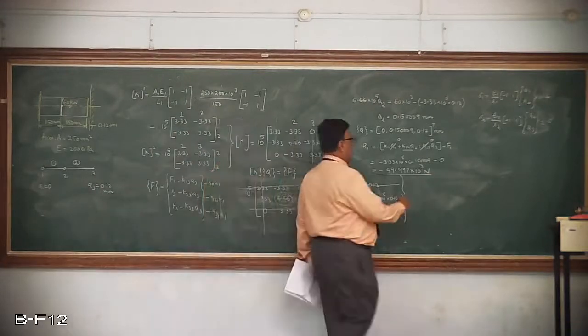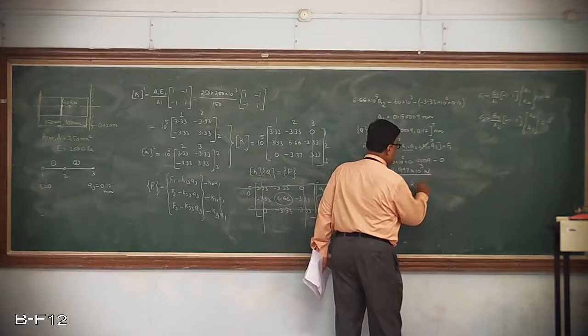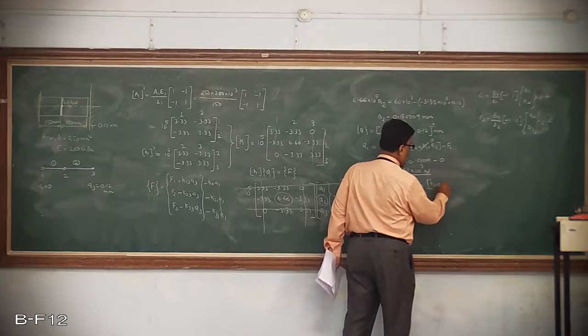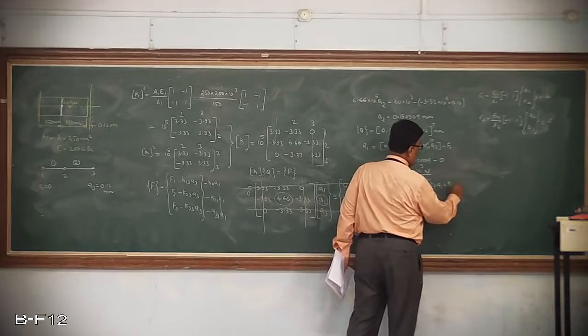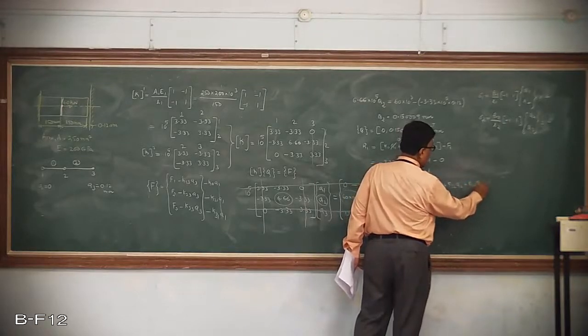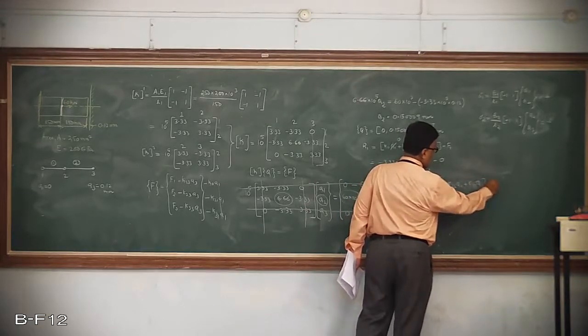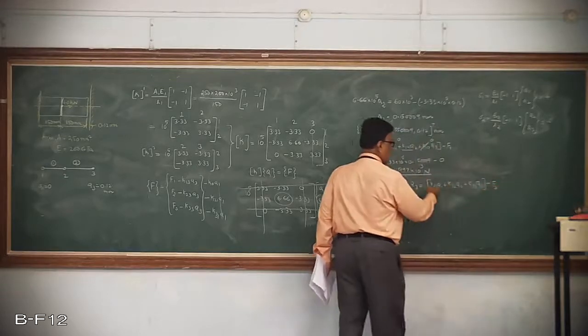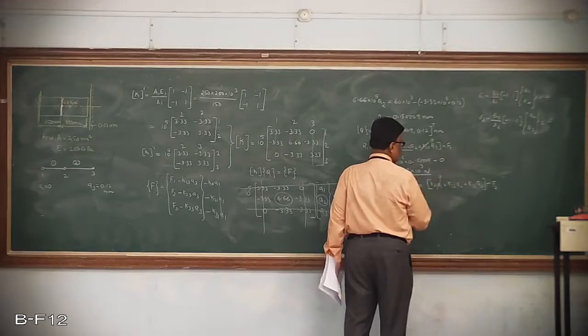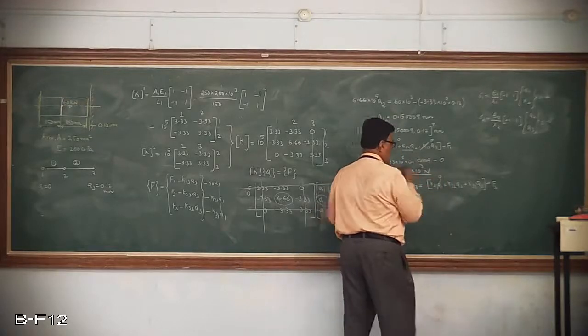In the similar way, can you tell me how to find out the support reaction at this one? It is again going to be K31 Q1, K32 Q2 plus K33 Q3 minus F3. This is how you have to find it out. Once again, you know Q1 is fixed already, so therefore this is 0. And as far as this figure is concerned, you will get that also.